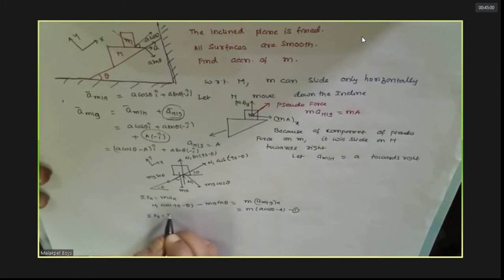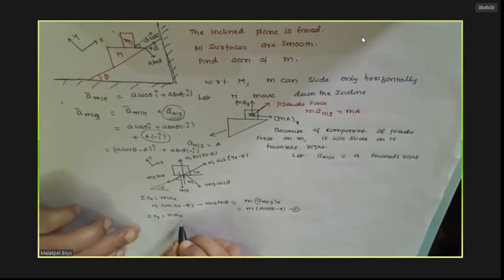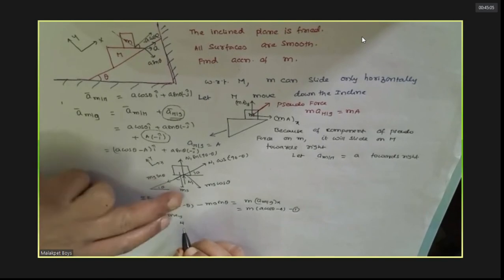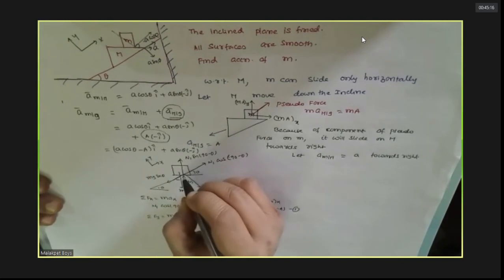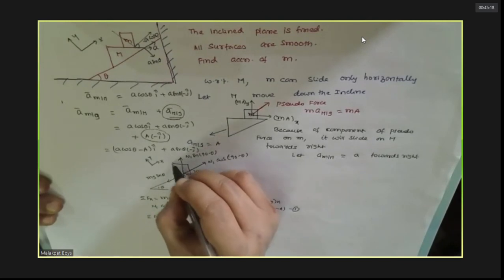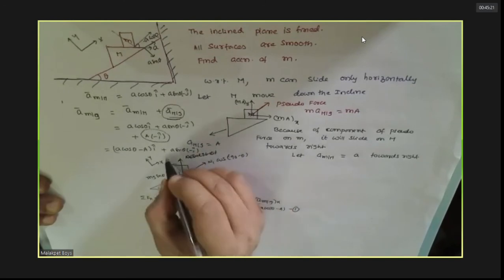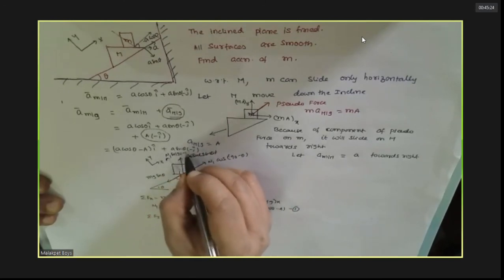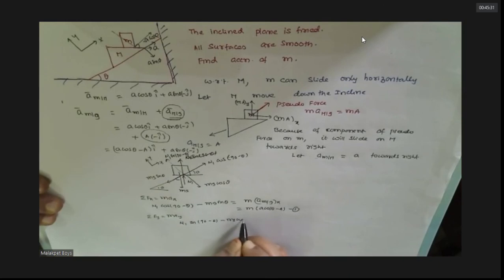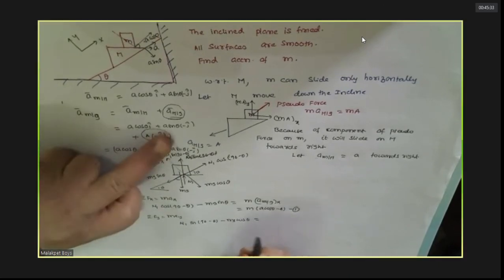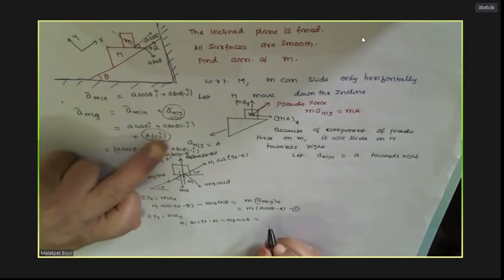Similarly, sigma Fy equals may. You have N1. This is N1, no? Okay. This is N1 sin 90 minus theta. Do you agree with this? Followed or not? Yes, sir. Equals, what is it you have here?